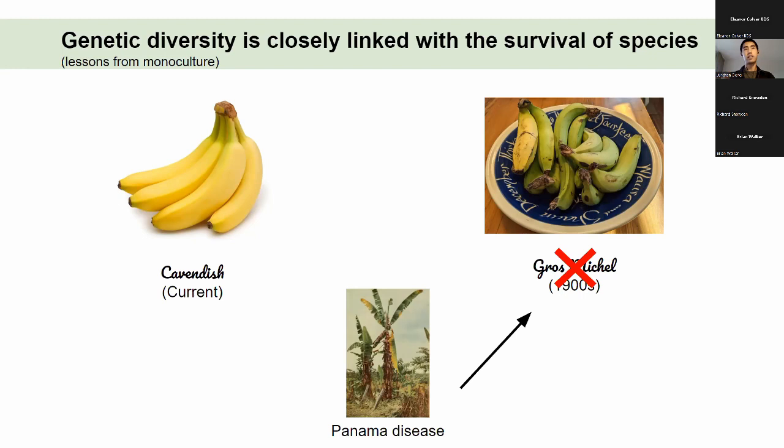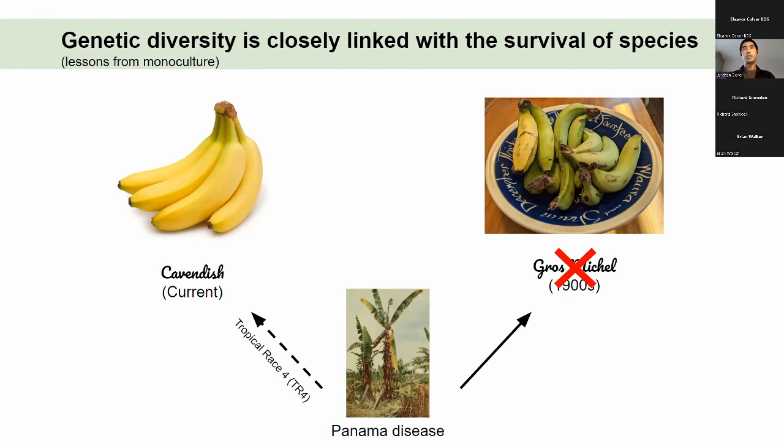And luckily, the Cavendish has a gene that can help them to be resistant to this disease. But recently there is a new strain called tropical race 4 that is threatening the Cavendish banana, and maybe in the future we won't see Cavendish in the supermarket anymore.